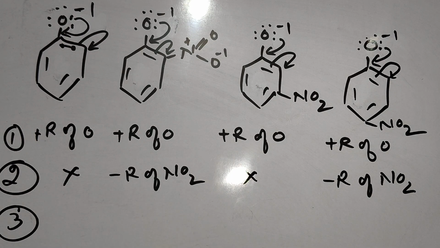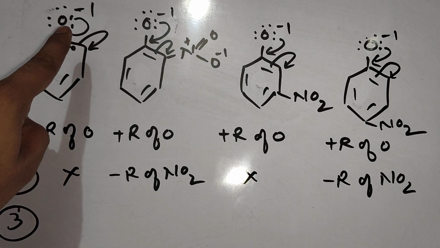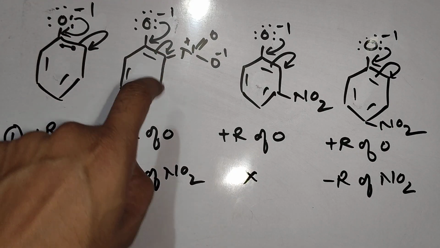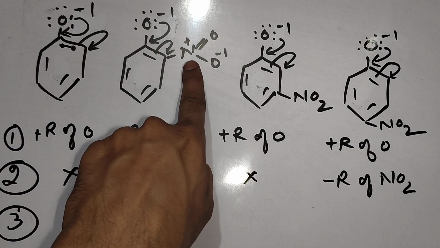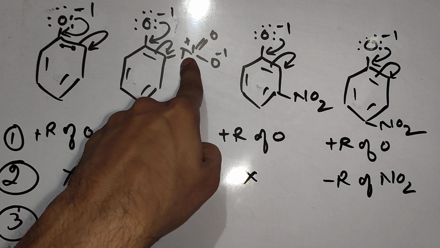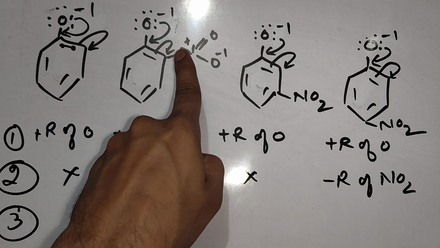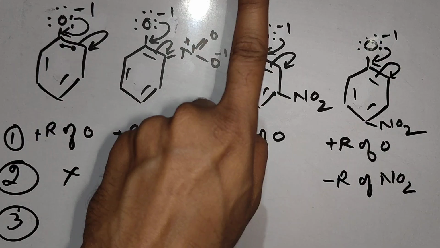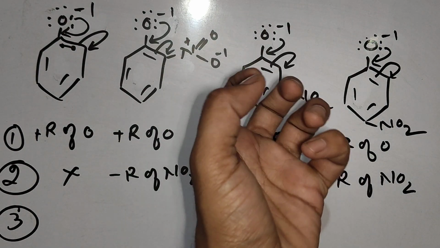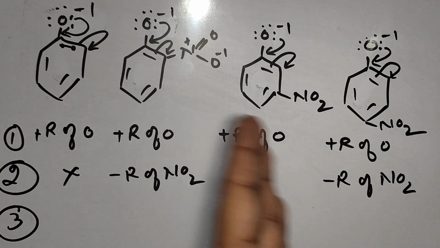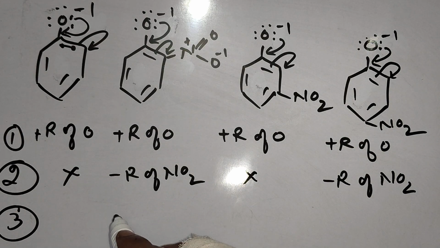Third effect. In this, only one effect is there, plus R of oxygen, which is visible to us here. Now, as you know, nitro group is more electronegative than carbon. So obviously it will attract electrons due to electronegativity difference. This effect is known as minus I effect. Means nitro group will absorb electron during resonance as well as due to electronegativity difference. So here one more effect is there, minus I effect.